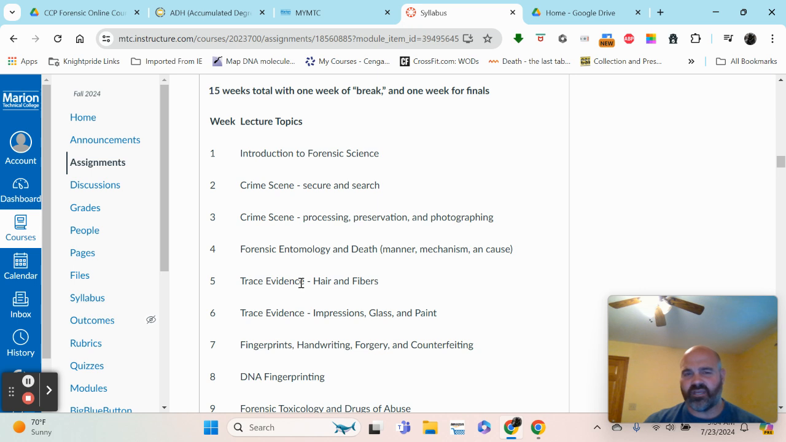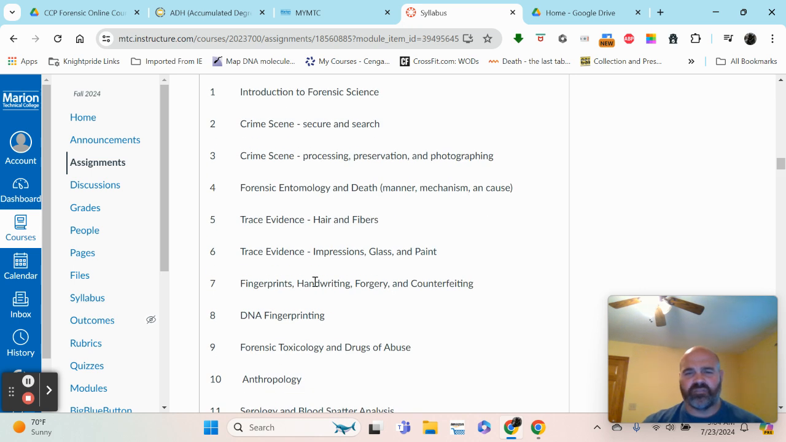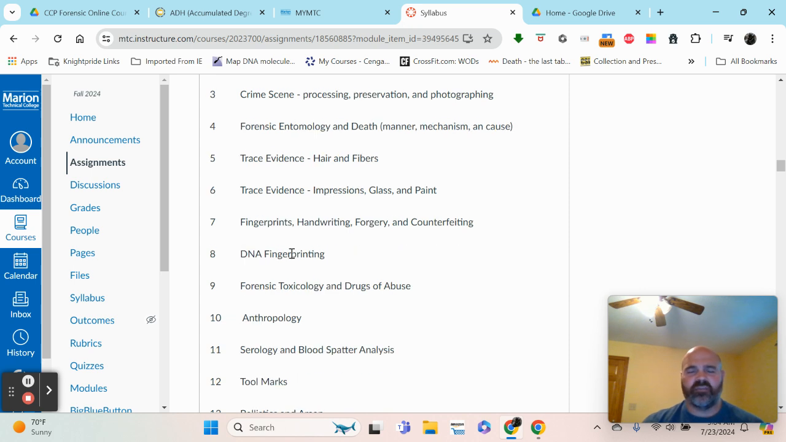This is kind of a long section, but valuable in terms of how that information ends up being presented. Fingerprints, handwriting, forgery, and counterfeiting. This is broken into sections. Fingerprints are a standalone, and then document analysis is going to be its own section as well. DNA fingerprinting, DNA profiling, if you will, that's a big section.